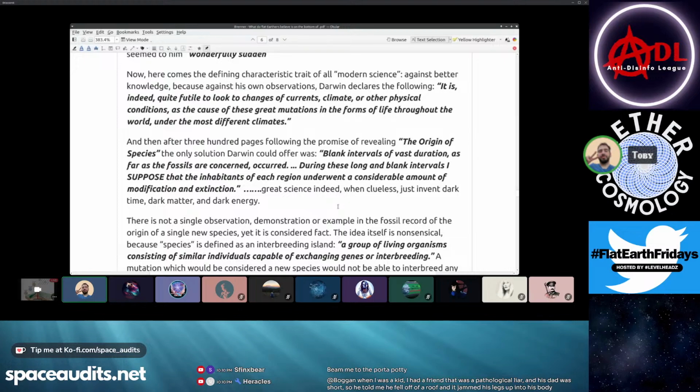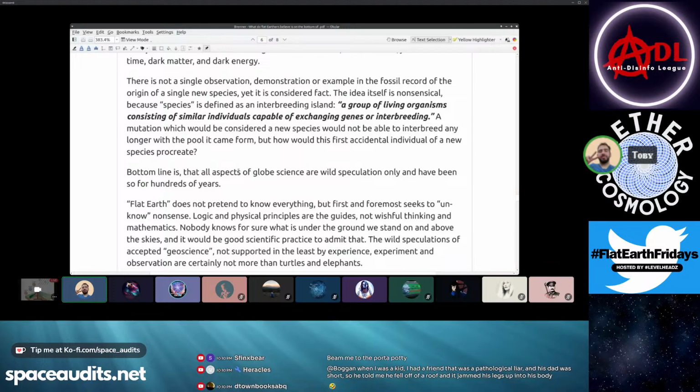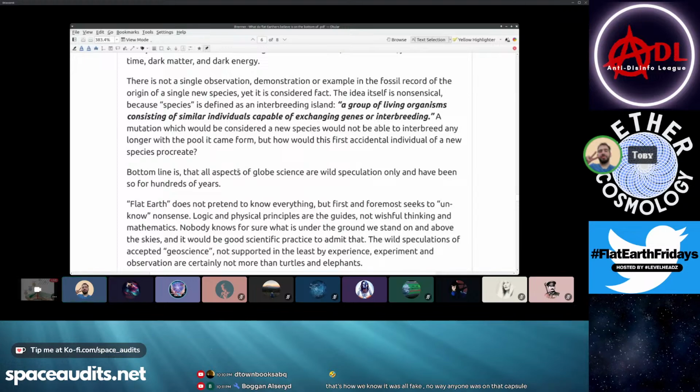When clueless, just invent dark time, dark matter, and dark energy. There is not a single observation, demonstration, or example in the fossil record of the origin of a single new species, yet it is considered fact. The idea itself is nonsensical because species is defined as an interbreeding island, a group of living organisms consisting of similar individuals capable of exchanging genes or interbreeding. A mutation which would be considered a new species would not be able to interbreed any longer with the pool it came from. But how would this first accidental individual of a new species procreate?